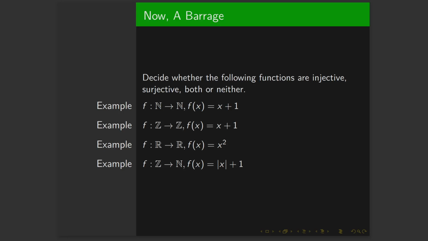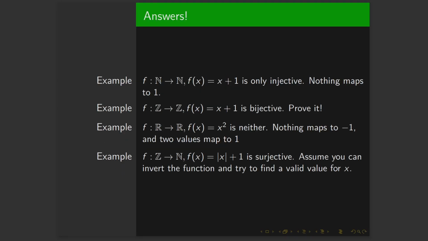Now let's look at another function, z to n, and f of x is equal to the absolute value of x plus 1. What will this be? This is just surjective. Because yes, everything 1 and beyond gets mapped to, but it's not injective because many things map to the same place because of the absolute value. And here's just the reasoning written out if the verbal explanation didn't make much sense. You can just pause here and see.